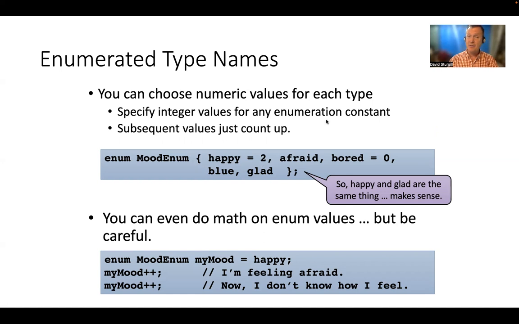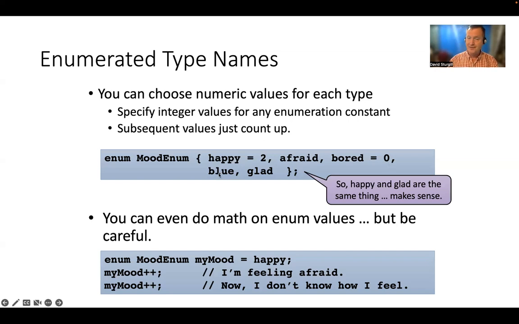So happy will just be another name for 2 as far as this enumerated type is concerned. I didn't say anything for the next value, so it'll just continue from the previous value. So afraid will get a value of 3. For bored, I said I want you to go back to 0. And then after that, it'll start counting up from there.